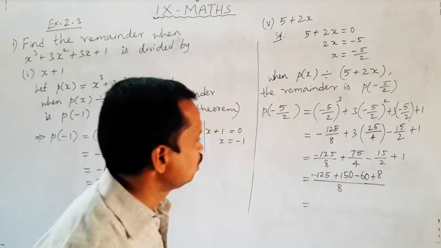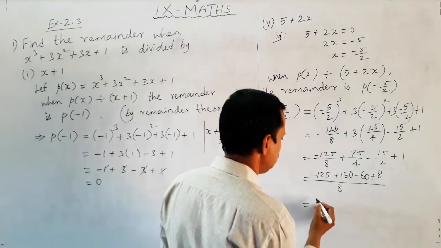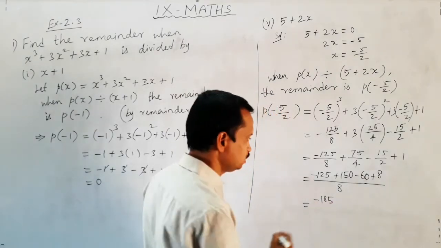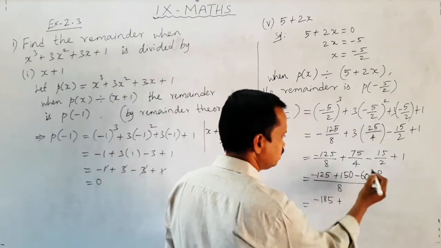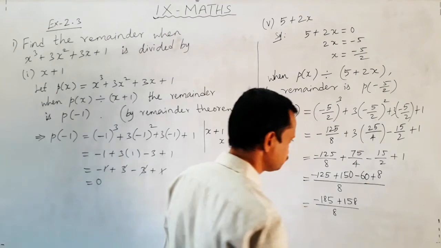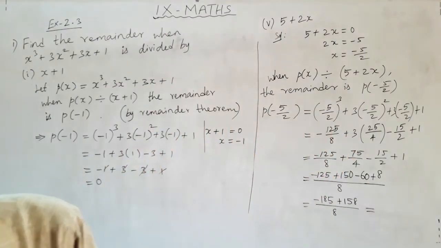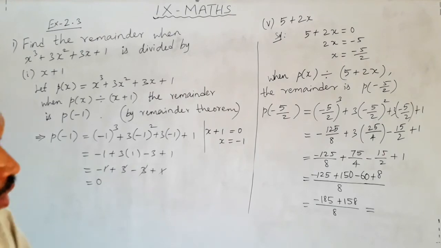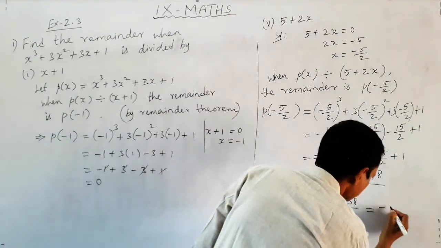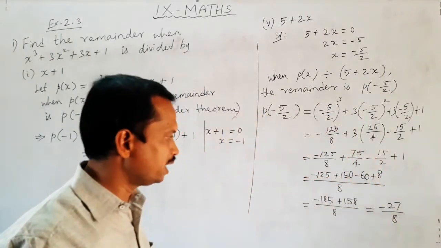You see how I found all this. So now the negative values you see minus 125 minus 60. It becomes minus 185. And then the plus value you see plus 150 plus 8, 158, divided by 8. Clear? And what you will get? Minus 185 plus 158, you will get minus 27 by 8. Minus 27 by 8.